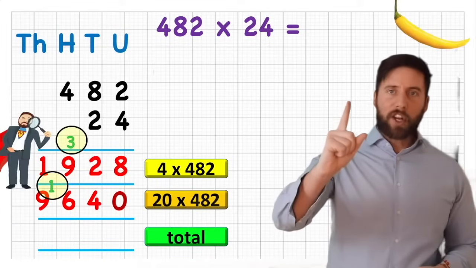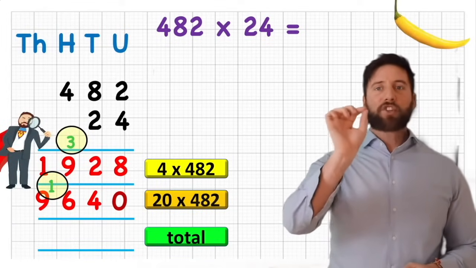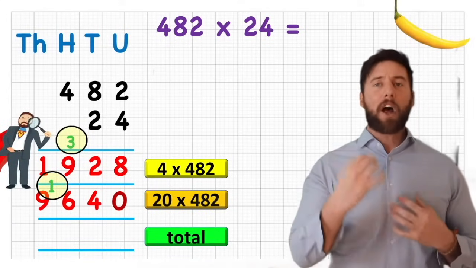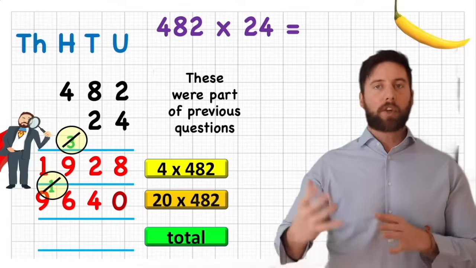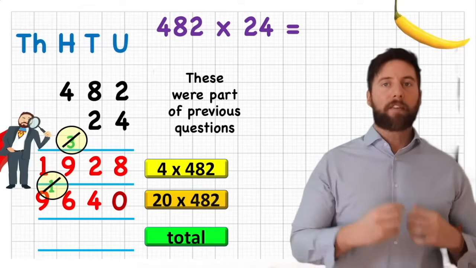9,640. Now here's something really important. Look at these extra numbers that we've got in here. These were helping us solve previous parts of the question. And we should have put a line through them when we're finished with them.